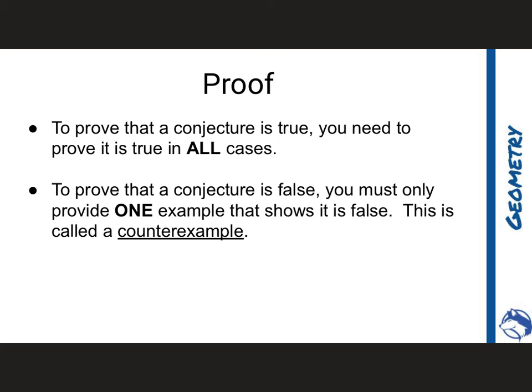Let's make a conjecture. So now we're going to talk a little bit about proof, and this is where we are actually going to prove our conjecture if we can, or we're going to be able to disprove our conjecture. We're basically taking our time here to figure out if what we're saying is true or not. In order to prove that a conjecture is true, we need to prove that it's true in all cases, not just one case, but every single case. This can get a little bit tricky from time to time. Something that's a little bit more manageable is when we find one example that shows that it's false. This is called a counterexample.